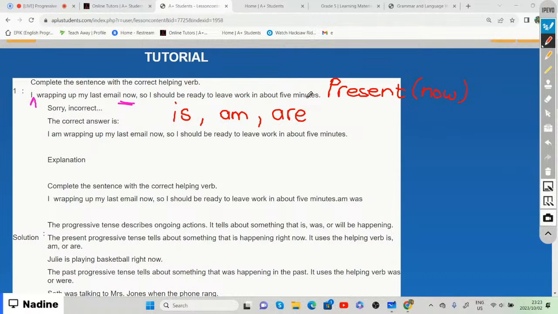So which one is the correct one? The sentence is in the present, so well done. But now we need to choose the correct helping verb by choosing one of these three: is, am, or are, to complete our sentence. And there where I put the little arrow, we need to put in the correct helping verb. I is, am, or are wrapping up my last email now, so I should be ready to leave work in about 5 minutes.